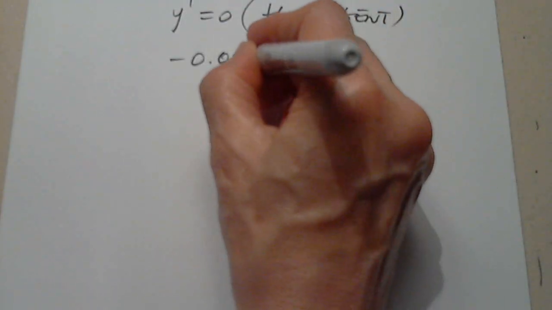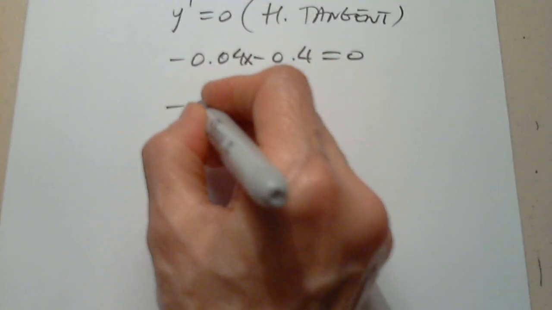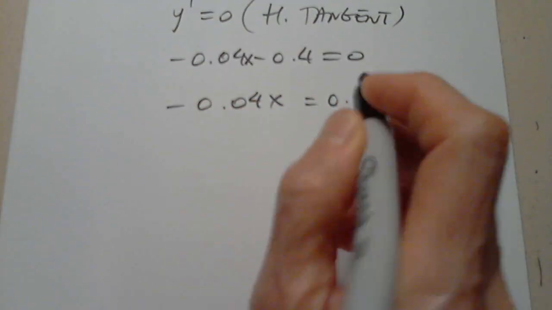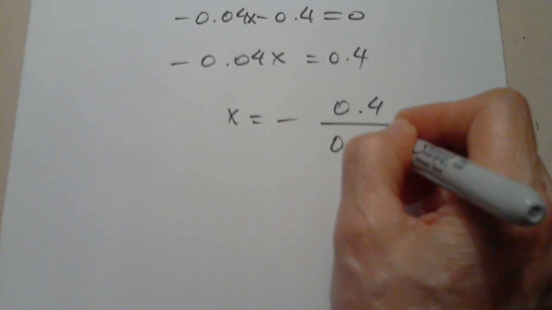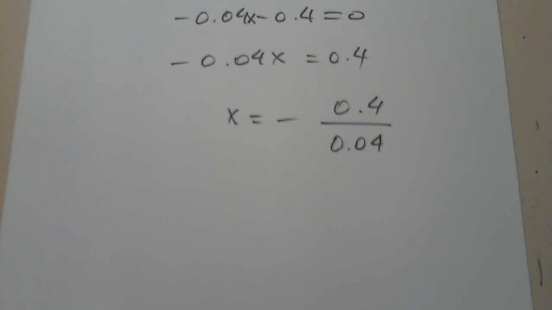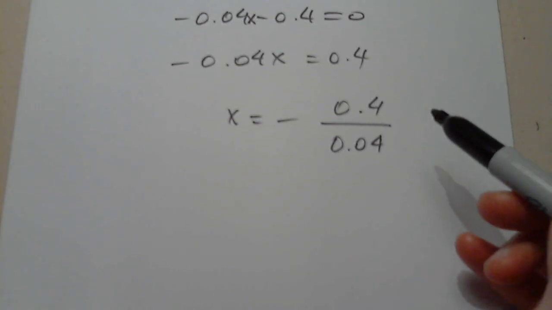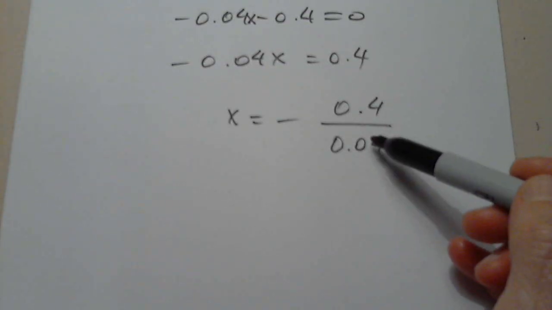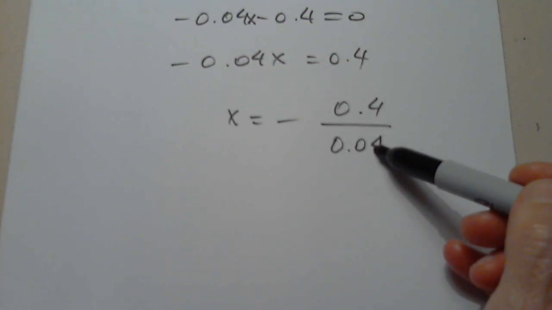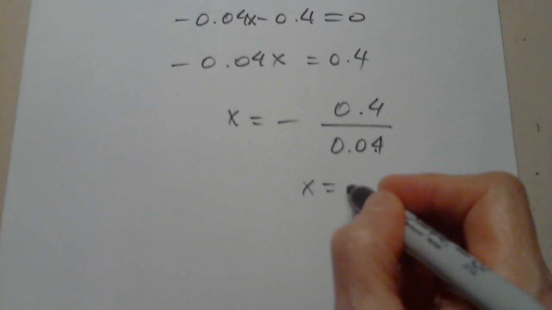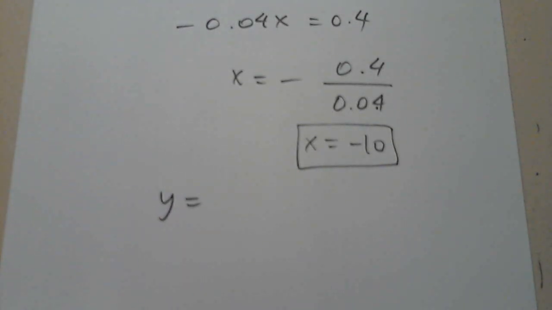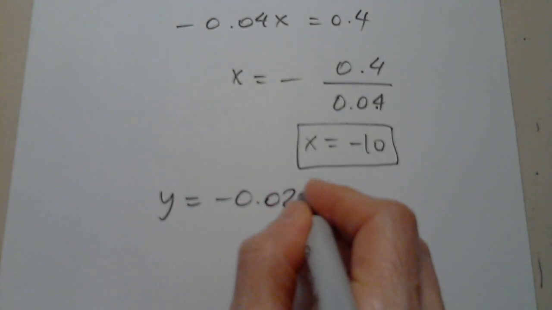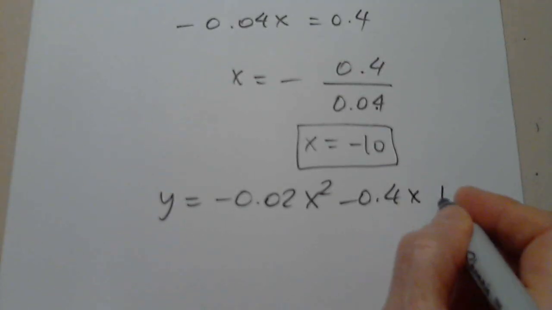Move 0.4 to the other side and divide. 0.4 over 0.04. And when you multiply both top and bottom by 100, you get 40 divided by 4, which is 10. So x equals negative 10. And remember y was negative 0.02x squared minus 0.4x plus 70.